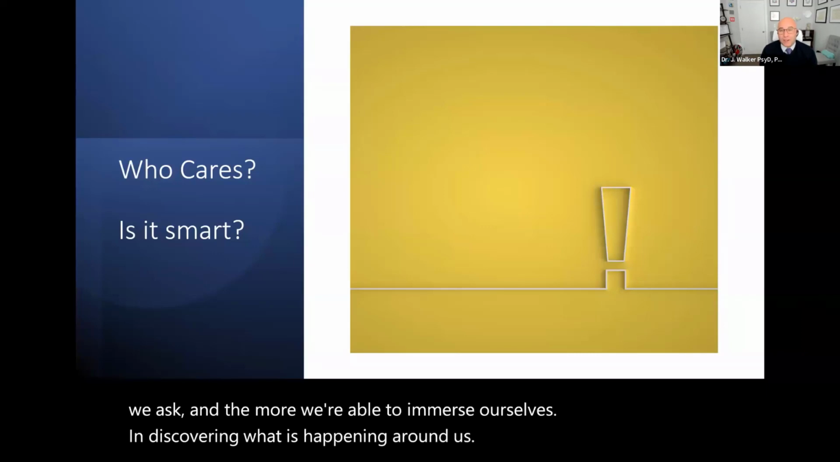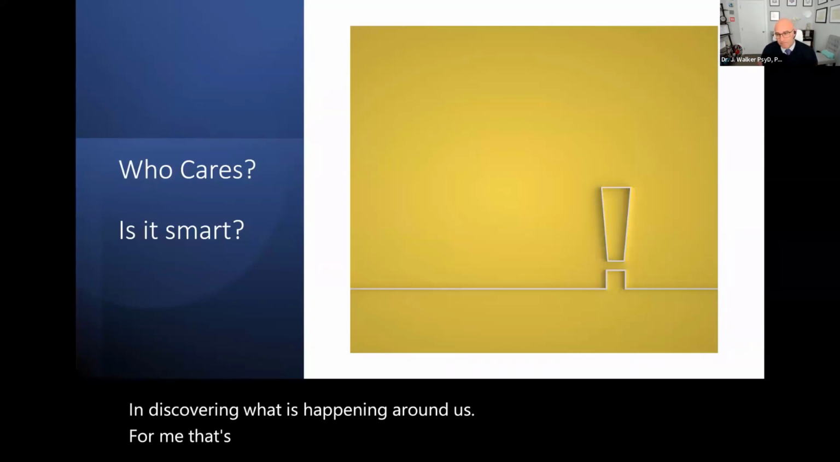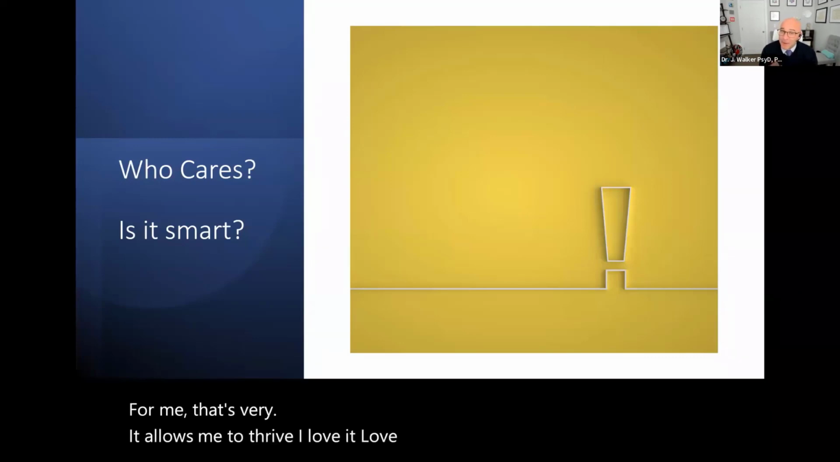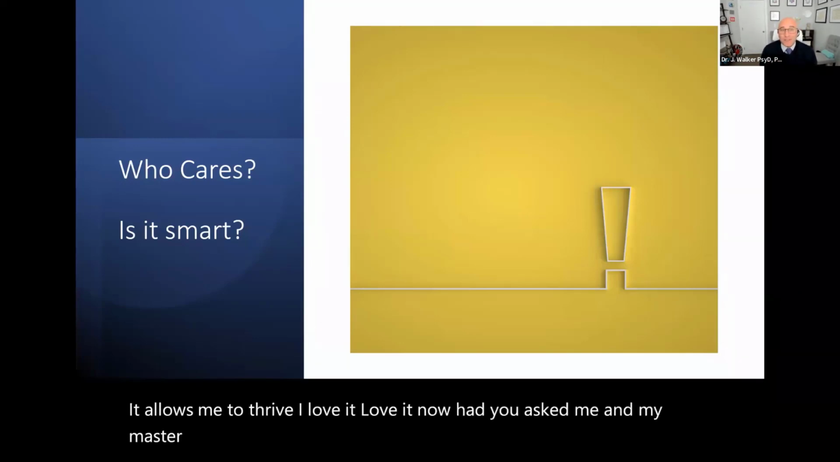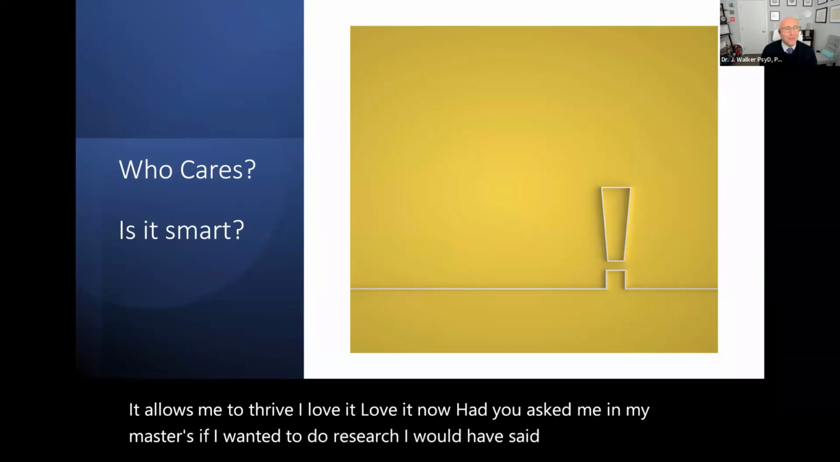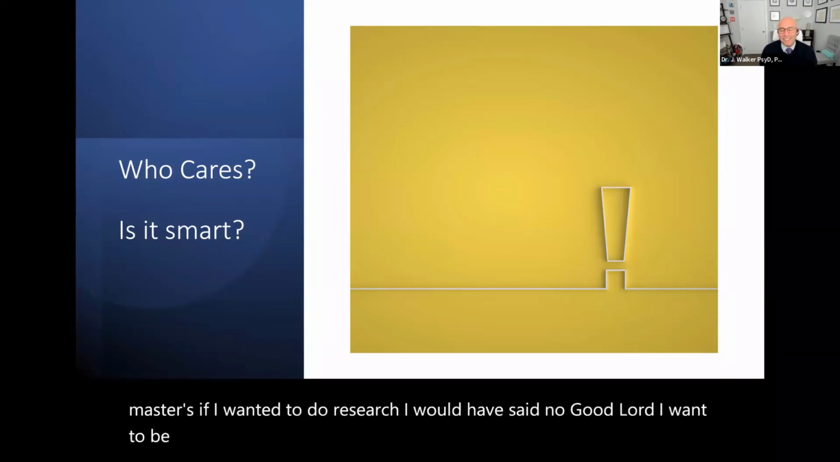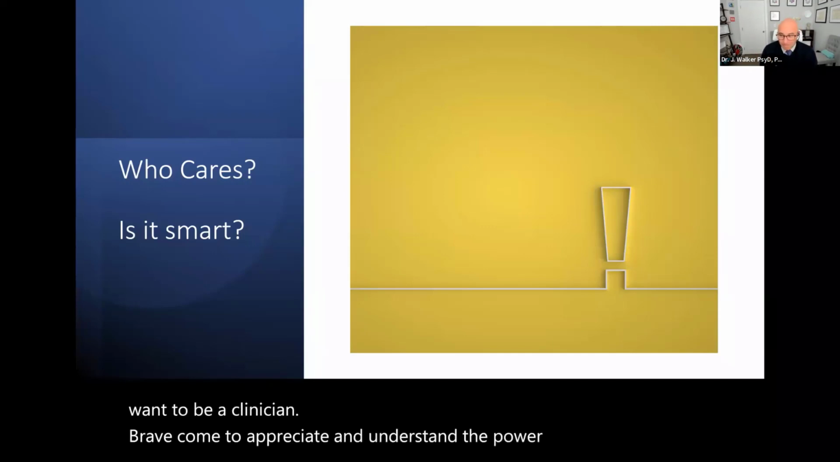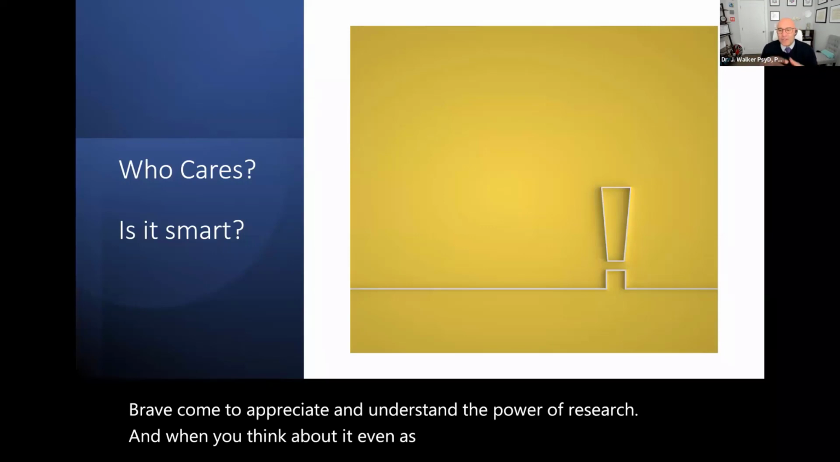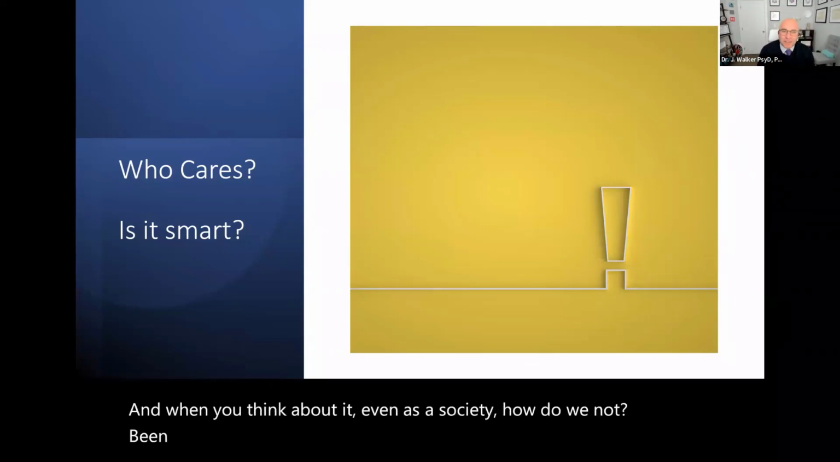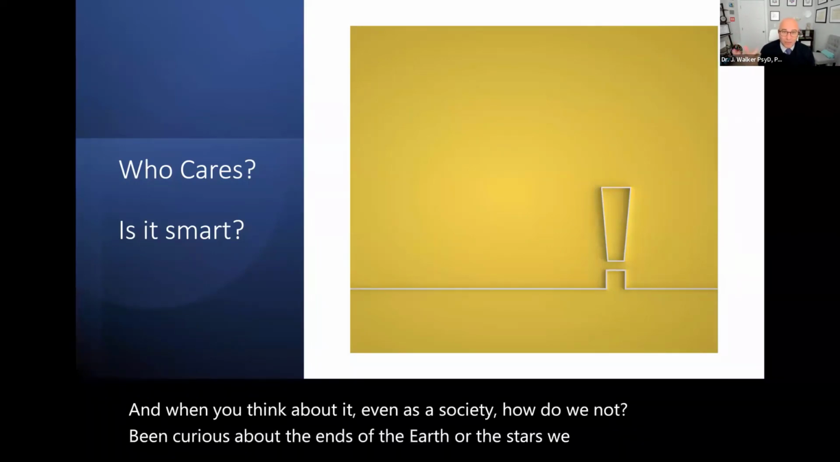For me, that allows me to thrive. I love it, love it. Now, had you asked me in my master's if I wanted to do research, I would have said, no, good Lord, I want to be a clinician. But I've come to appreciate and understand the power of research. And when you think about it, even as a society, have we not been curious about the ends of the earth or the stars? We would still think the earth was flat.